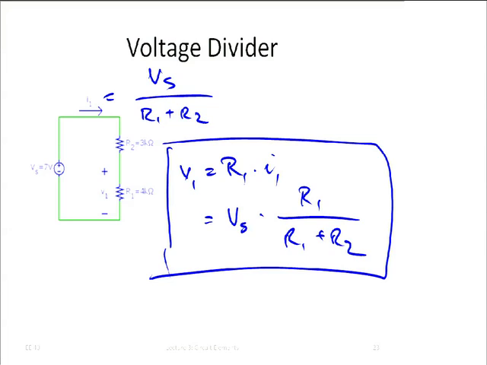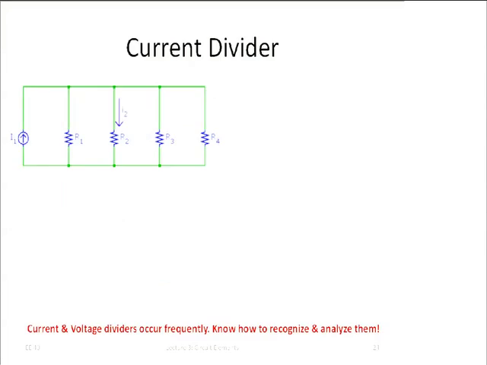Okay? So there is a dual to the voltage divider. You also can set up a current divider. So here we have a current source I1, and then we have a whole bunch of resistors, and the question is, what is the current through any particular one of these resistors? Okay? So how are we going to do this?